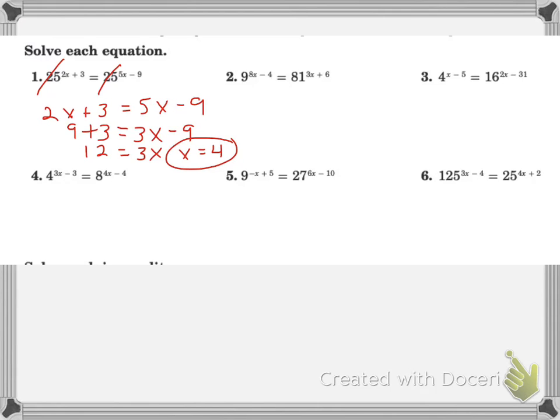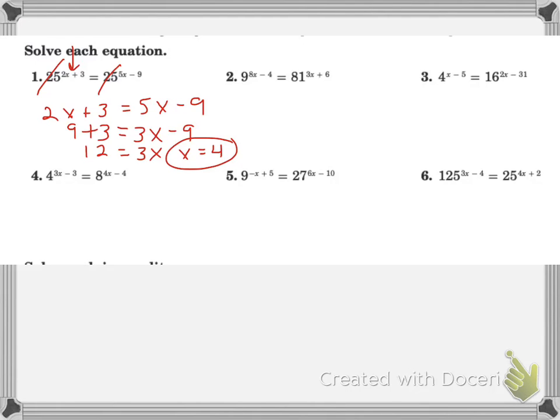And it's very easy to check these. You're just going to plug in for x right there. 2 times 4 is 8. 8 plus 3 is 11. On the other side, 5 times 4 is 20. 20 minus 9 is 11. And 25 to the 11th power equals 25 to the 11th power. Okay? All right, so that was pretty simple.